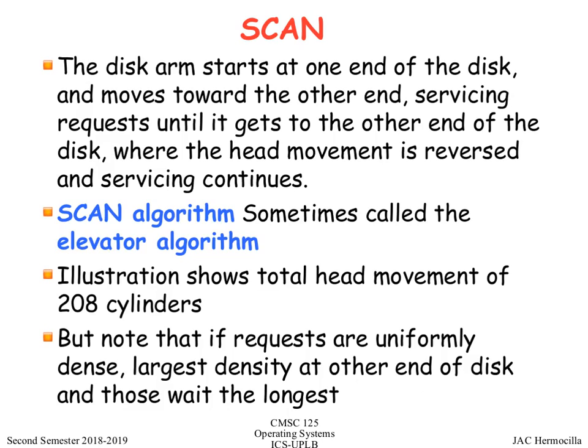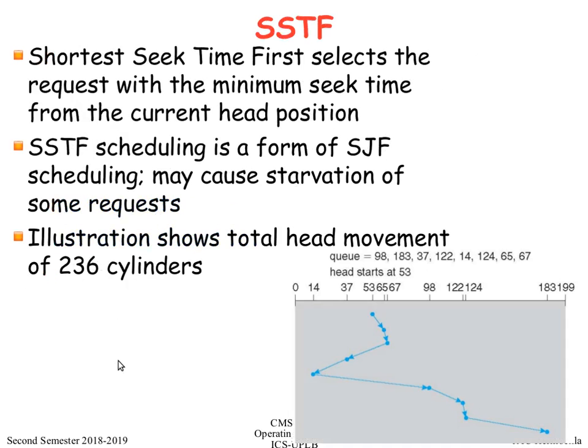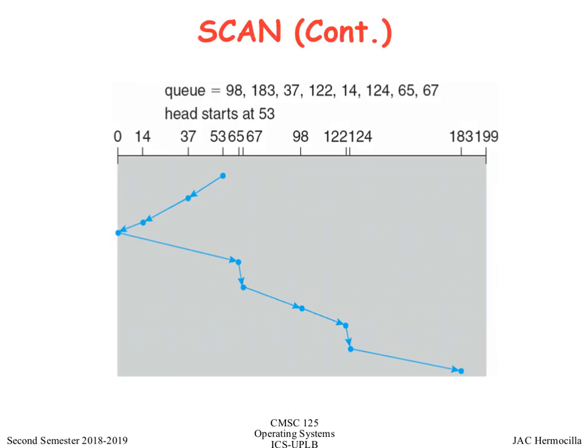The other one is scan. Yung scan naman, the disk arm starts at one end of the disk and moves toward the other end, servicing request until it gets to the other end of the disk. And then babalik ulit. So kumbaga, isang pasada, kung ano yung mahagip niya, service niya. So, it's called an elevator algorithm. Dito sa example na to, 208 cylinders, ito 236 yung movement. So, this is what happened in scan.